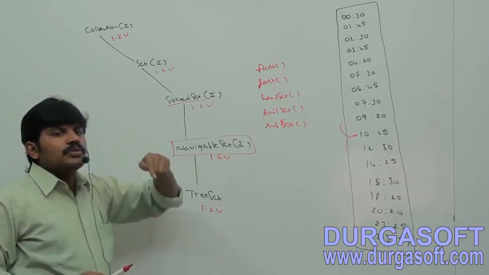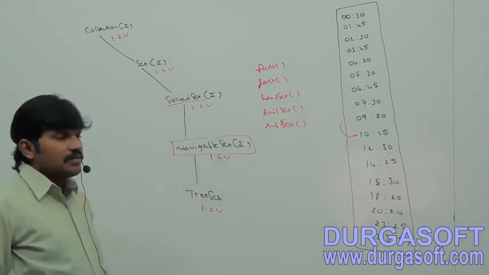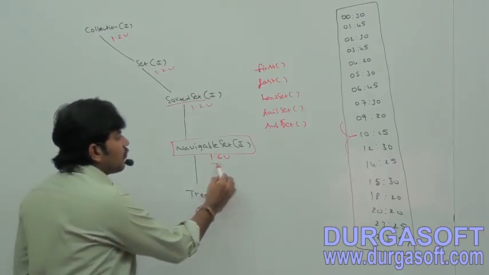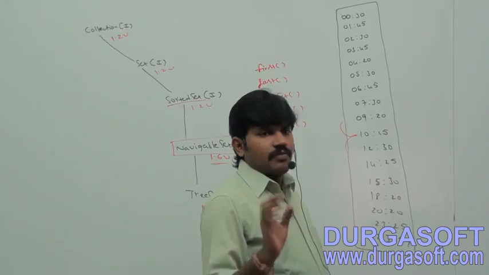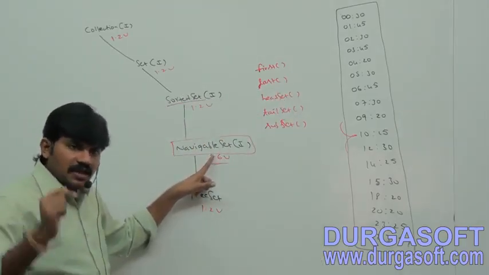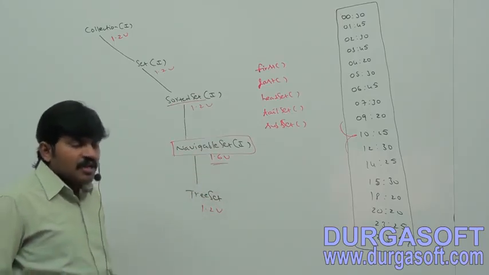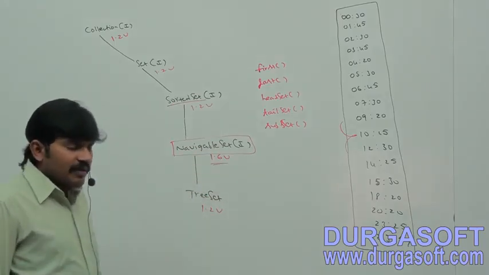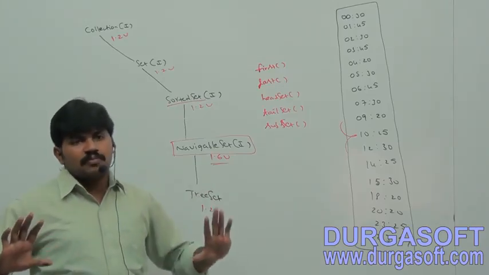To fill those gaps, to provide navigation support, the navigable set concept came in which version? The 1.6 version, right? Are you able to understand it? Okay, what is the purpose of navigable set? To fill such gaps. Can you tell what is the main purpose of navigable set? To provide several methods for navigation purposes.